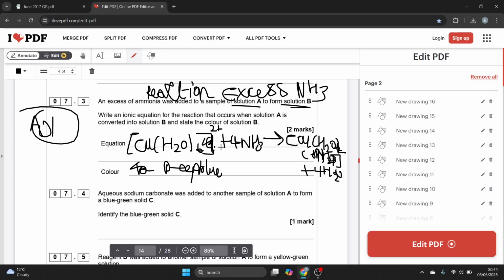Identify the blue-green solid. What I would do is just go with what it tells you. Literally follow the question. This is not too difficult. So it tells me solution A is this, and I know that's 2+, and that's added carbonate ion, CO3 2-. So I'm going to form CuCO3 plus H2O, and it's going to be 6H2O.